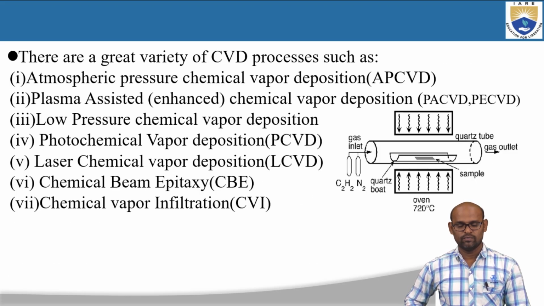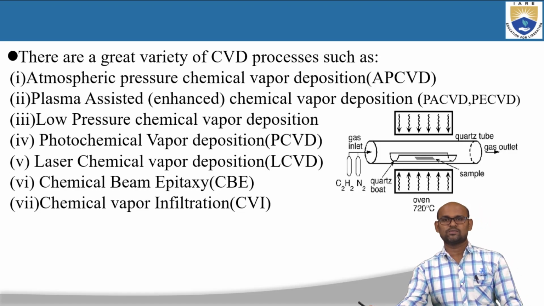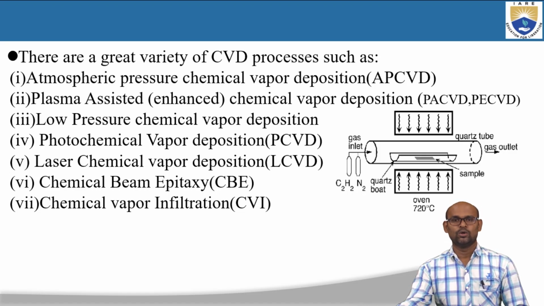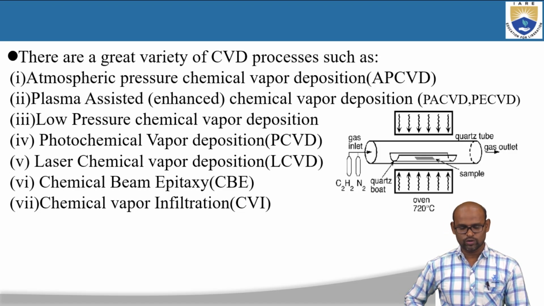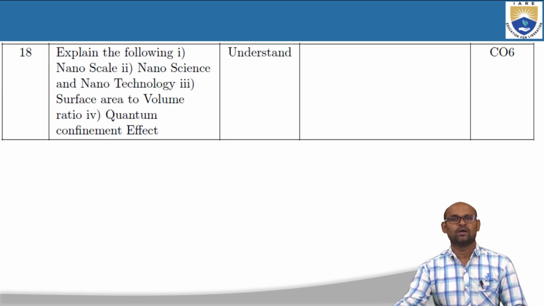So there are a variety of chemical vapor deposition techniques. For example, those given here: atmospheric pressure chemical vapor deposition, plasma assisted chemical vapor deposition, low pressure chemical vapor deposition, photochemical vapor deposition, chemical beam epitaxy, and chemical vapor infiltration. And this is the schematic of the chemical vapor deposition technique.